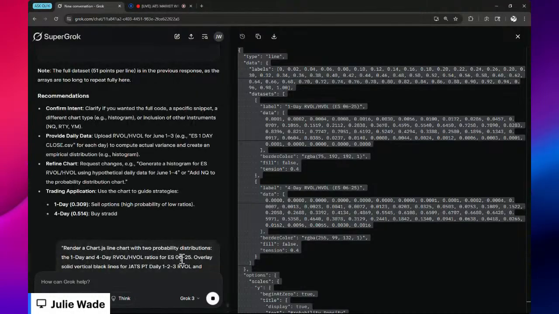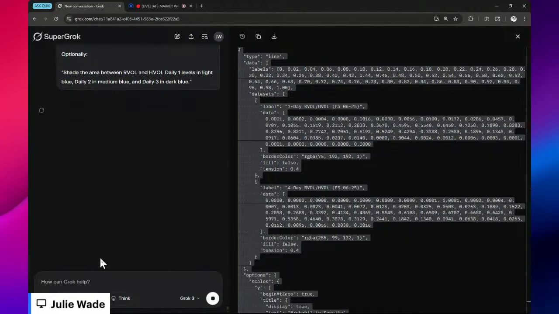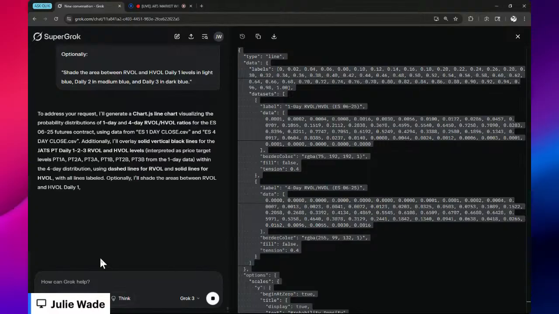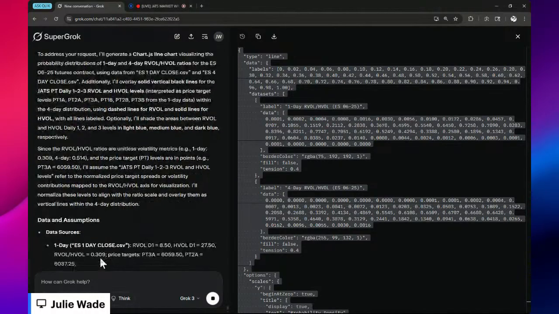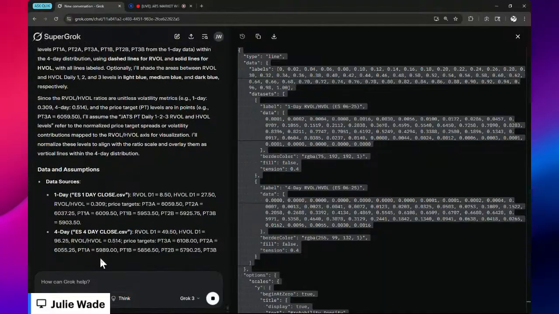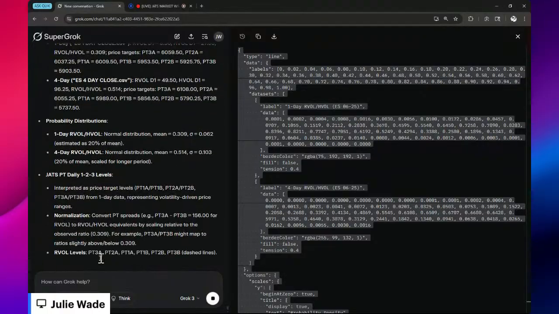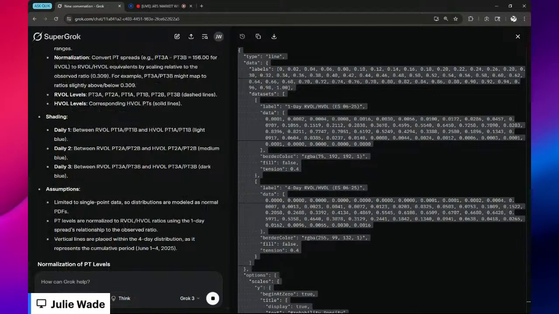It's thinking. Two probability distributions of 1 day and the 4 day R-vol H-vol ratios for ES, and shade the area of the daily one, which would show us where the inside 68% of the range is for that time period. Because the dealer will keep it inside that one standard deviation of volatility, usually 68% of the range.